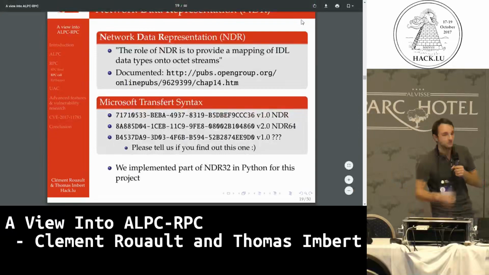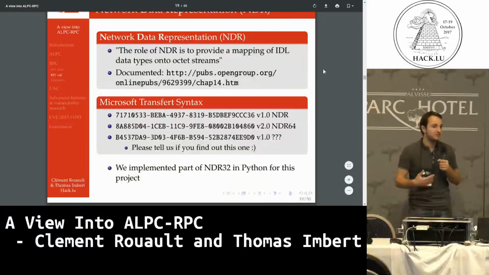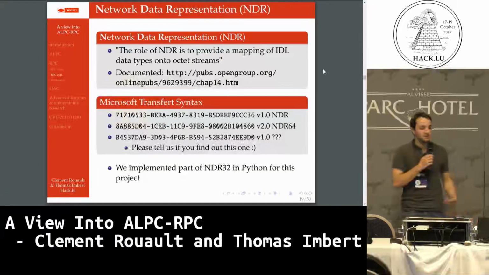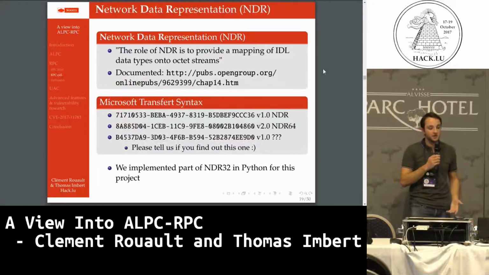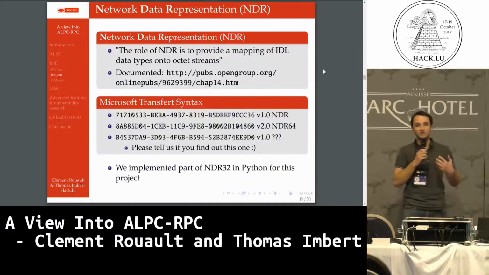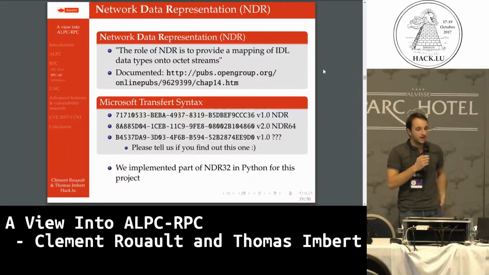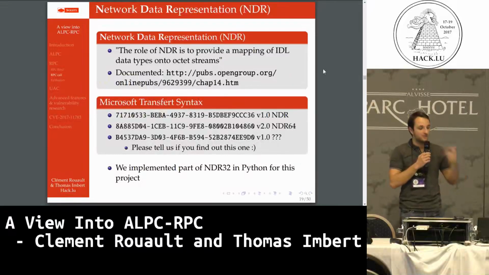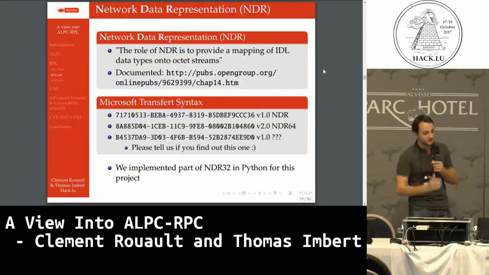Speaking of marshalling, I used NDR a few times without presenting it, so it's time. NDR stands for Network Data Representation, which is a serialization method documented online. The role of NDR is to provide the mapping of IDL data types onto a byte stream. It's like the basic definition of a serialization protocol and method. And Windows offers a few transfer syntaxes, a few various types of this NDR transfer serialization method. The first one is called NDR.